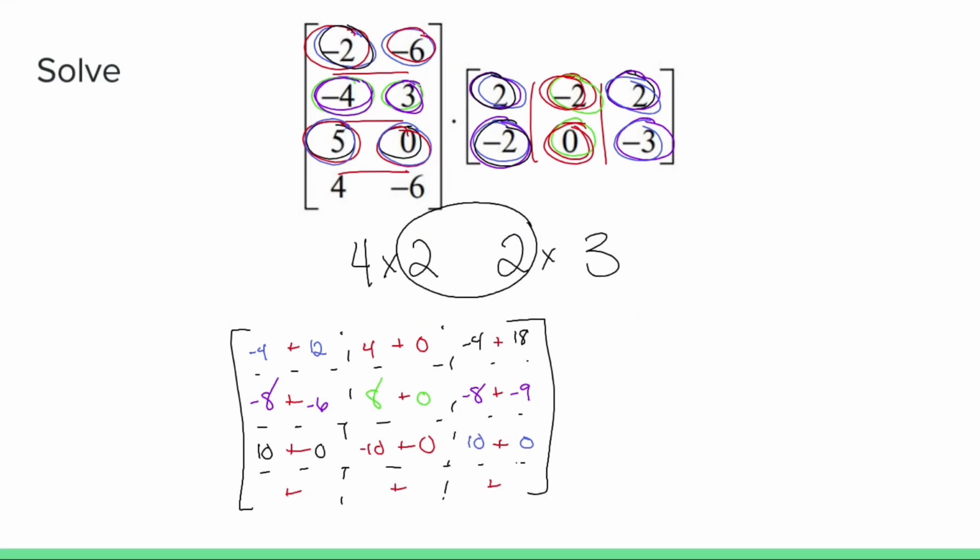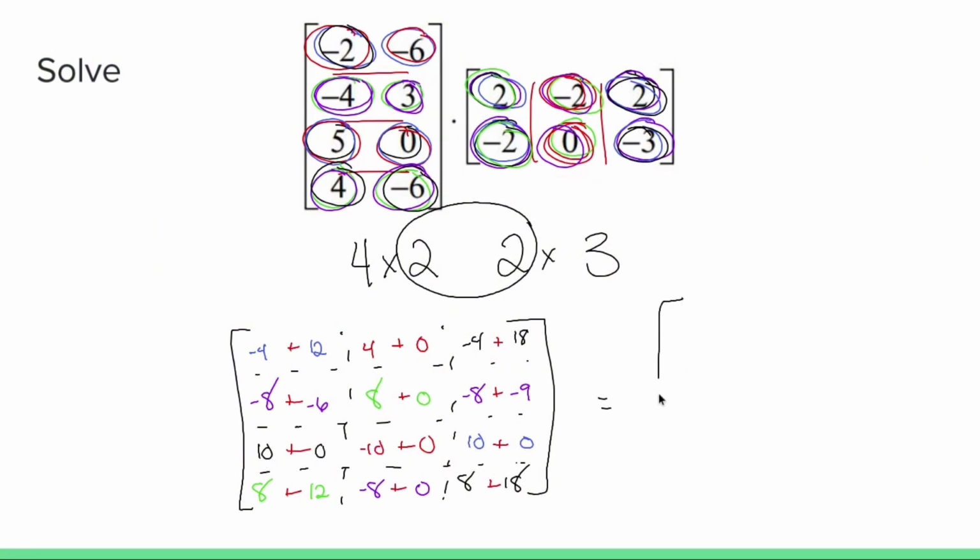Let's wrap this guy up. We've got a fourth row, first column. 4 times 2 is 8. Negative 6 times negative 2 is positive 12. Fourth row, second column. 4 times negative 2 is negative 8. Negative 6 times 0 is 0. We're almost done. Almost home. Last row, last column. 4 times 2 is 8. Negative 6 times negative 3 is 18.